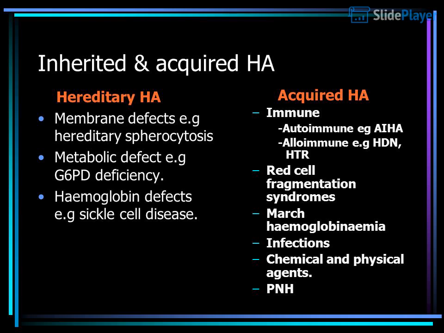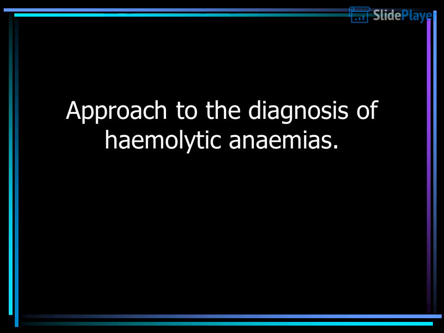Hereditary HA. Membrane defect, e.g. hereditary spherocytosis. Metabolic defect, e.g. G6PD deficiency. Hemoglobin defect, e.g. sickle cell disease. Acquired HA. Immune: autoimmune, e.g. AIHA; alloimmune, e.g. HDN, HTR. Red cell fragmentation syndromes. March hemoglobinemia. Infections. Chemical and physical agents. PNH.